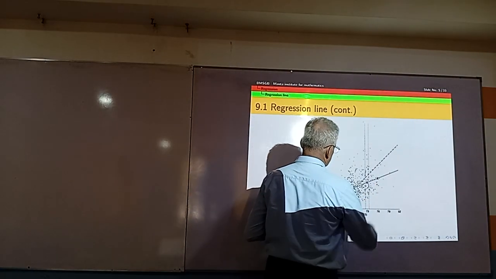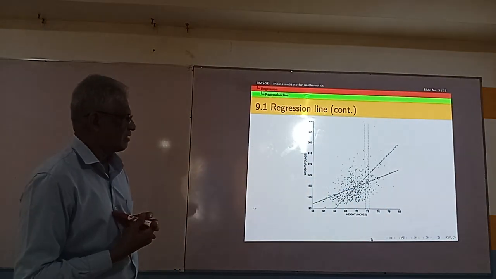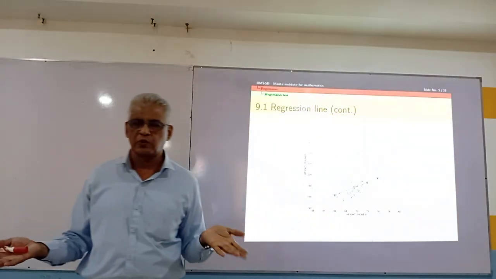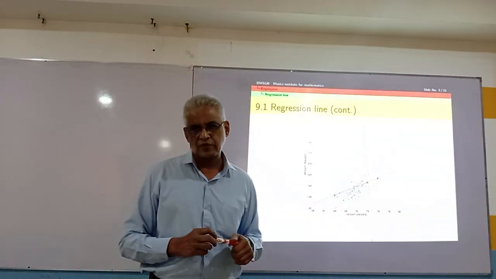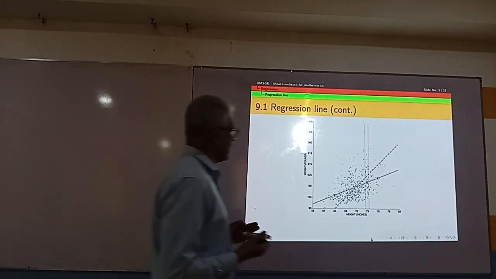So we can reasonably assume that the scatter is roughly football shape. Of course, in order to see whether it's a football shape or not, you need a fairly large amount of data, otherwise you cannot see. Right. So they have drawn here two lines.